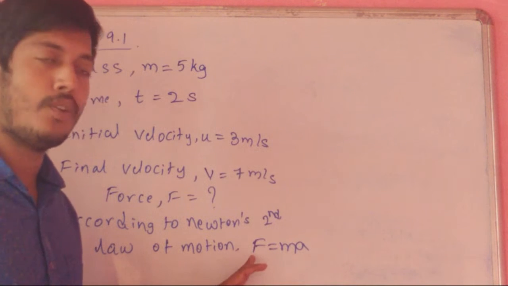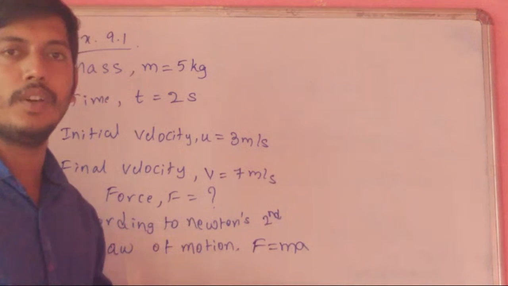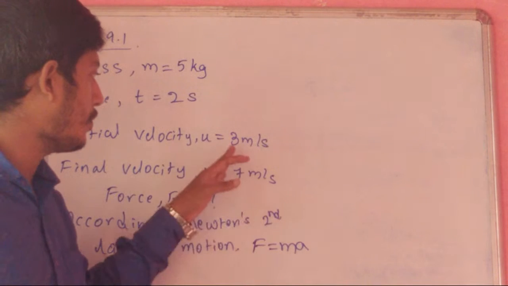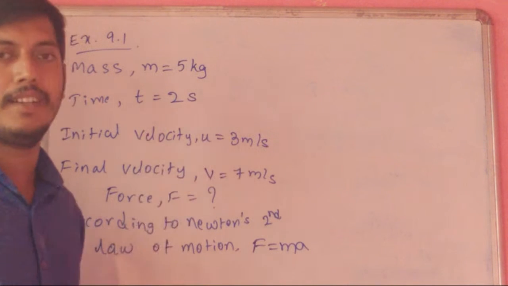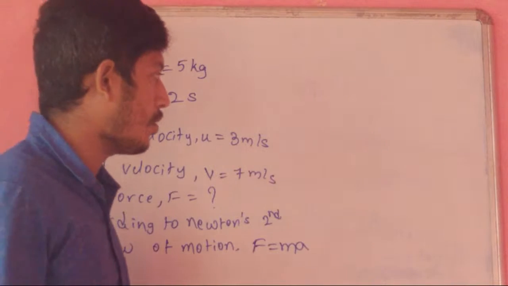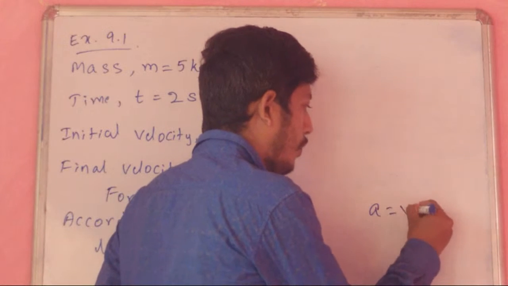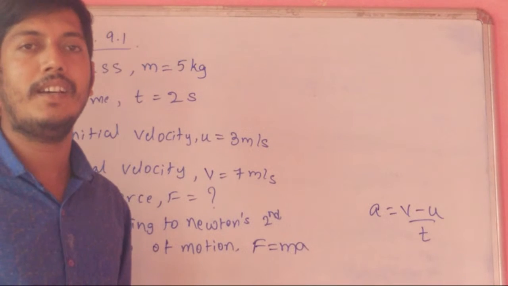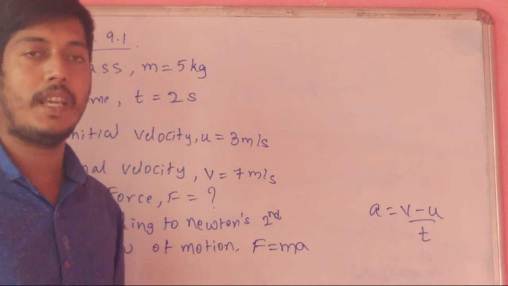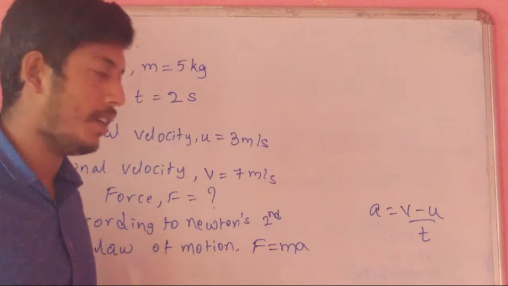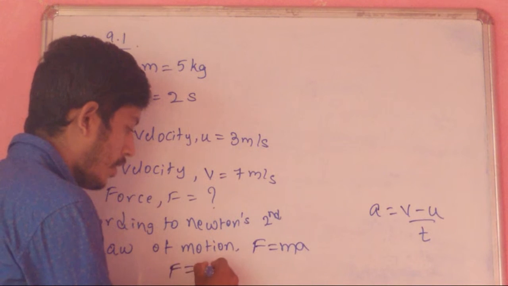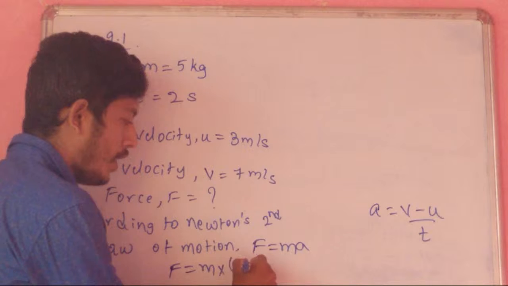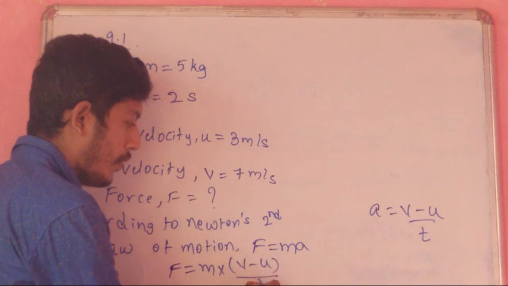They ask us to find F. So that means A is given indirectly, with the help of V, U, and t. We know that A is equal to V minus U divided by T. This is the formula for finding the acceleration. With the same value, we'll substitute here. So it becomes F equals m into A, where A is V minus U whole divided by T.